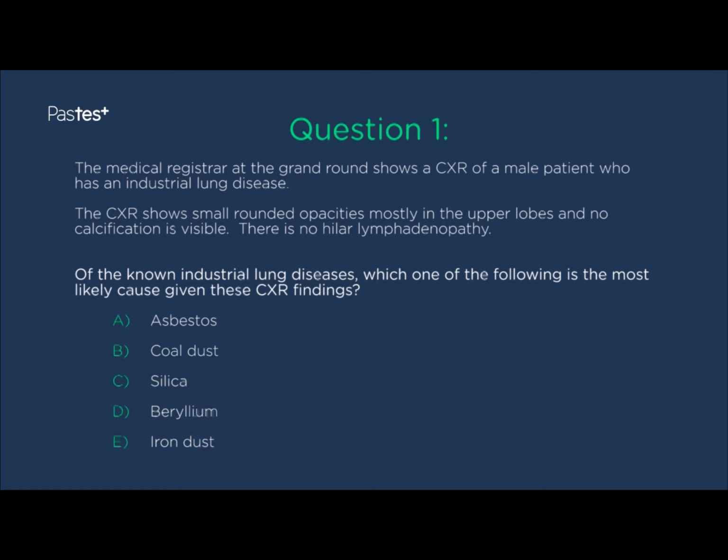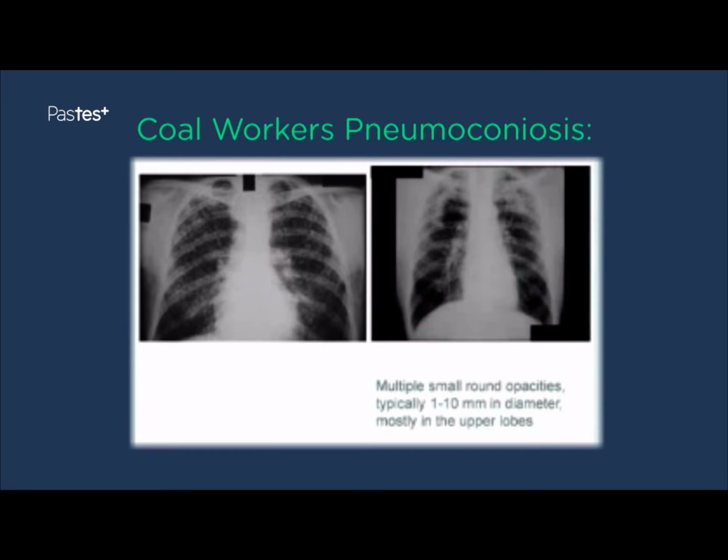The correct answer here is coal dust. This patient's chest X-ray findings are consistent with a diagnosis of coal workers' pneumoconiosis. And those are 2 X-rays depicting this condition.